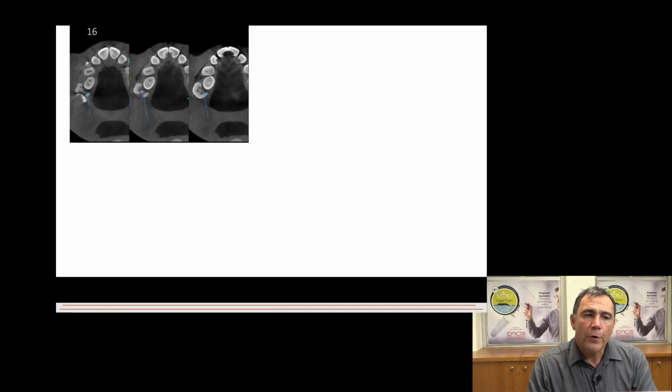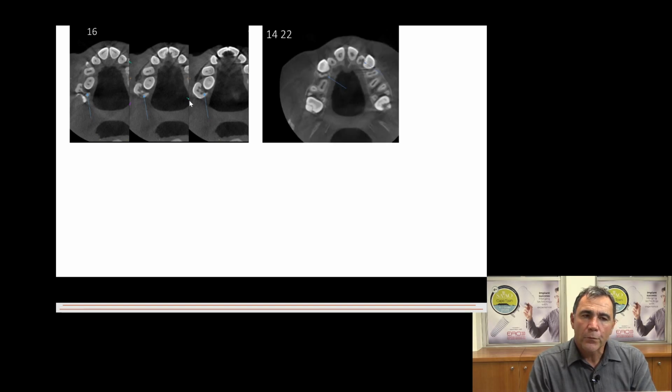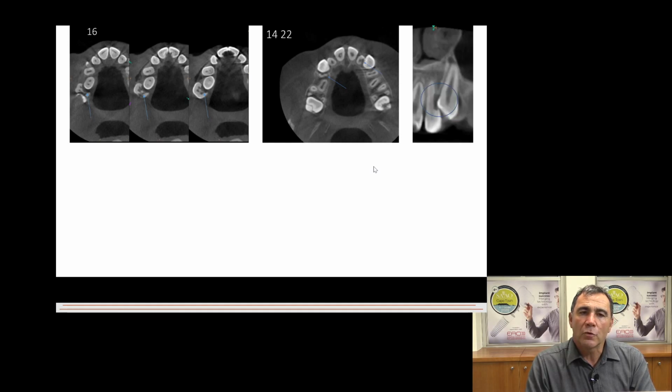Now if we look further into the 1-6, you can see that the 1-6 is almost totally destroyed and it is not savable. If we look at the 1-4, you can see that the root of the 1-4 is 50% gone. If you look at the 2-2, which I can see in this image, you can also see that the defect goes through to the pulp of the tooth.